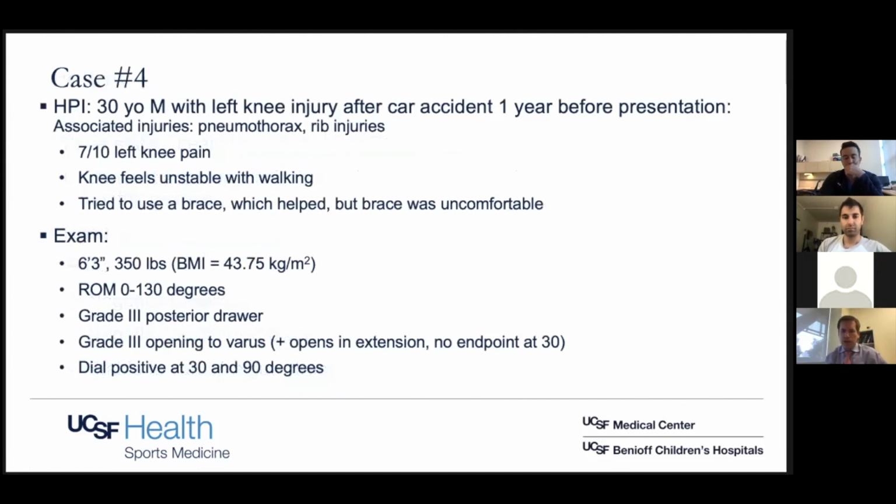All right, and then just real quick in the last couple minutes. This patient, 30-year-old, left knee injury in car accident, pneumothorax, rib injuries. His knee felt unstable. He tried to use a brace, but it was uncomfortable. He is a big guy, 350 pounds, 6'3", has full range of motion, but has grade 3 posterior drawer, grade 3 opening to varus, opens in extension with no endpoint, and then a positive dial at 30 and 90.